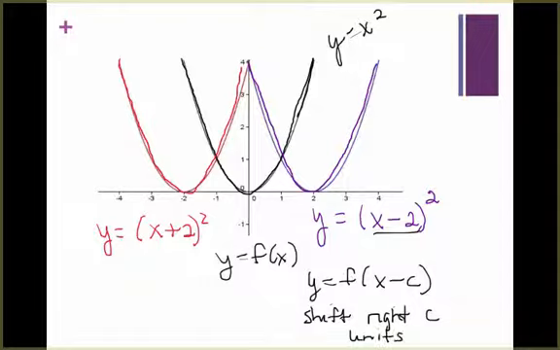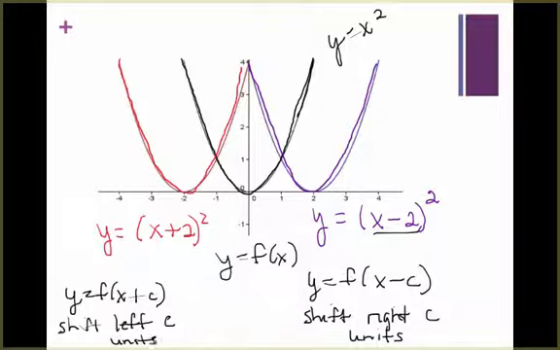If we have y equals f of x plus c, then that's going to be a shift to the left c units. It's important that we notice that what happens is you're actually shifting in the opposite direction in which it appears you would shift. If it's a positive value, like here, you shift to the negative direction, to the left. If it's a negative value, then you shift to the positive direction, to the right. So you have to keep that straight when you're graphing your transformations.